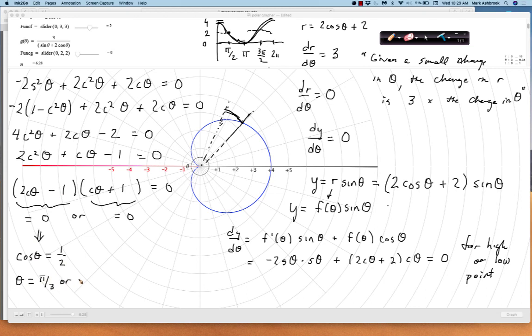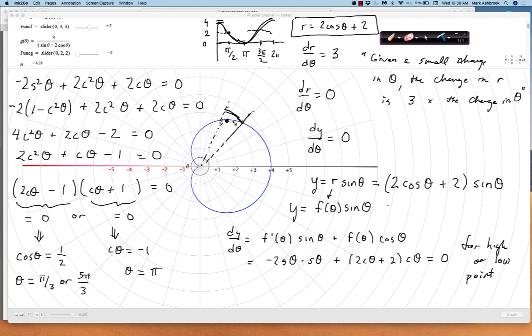Unit circle, where does that happen? Pi/3 or -pi/3 or 5pi/3. Where does cosine theta equal -1? Pi. So do these answers make sense? Does one of these angles, pi/3, 5pi/3, or pi, look like it could be in this range here? Yeah, pi/3 right there. Our high point. How could we find the r value at pi/3? Just plug it into the function, right? So plug pi/3 in. We'll get that r value.